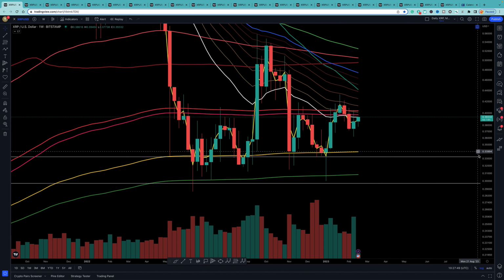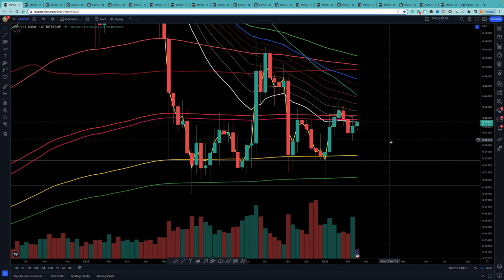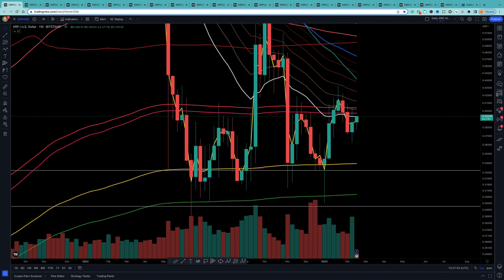you can see on the weekly a little bit of a different story going on. With regards to price action, you can see the range, the support and resistance that price action is playing within here.